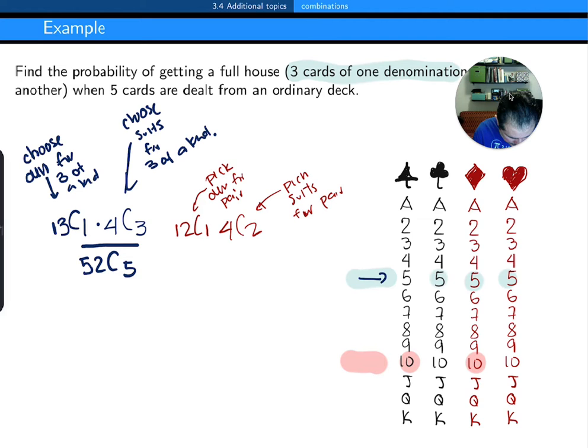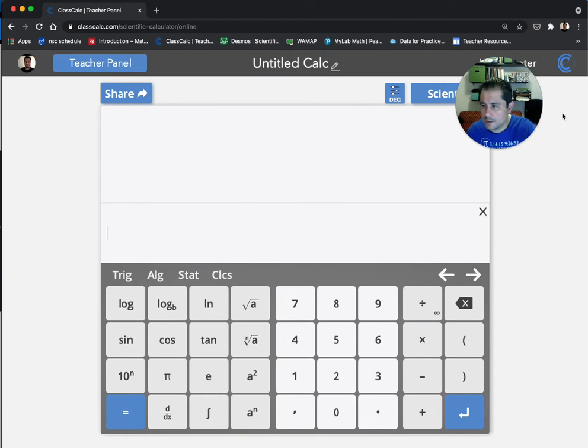This is what you do to find a full house. So 13C1 is 13, 4C3 is 4, 12C1 is 12. Another one that you really need to calculate is 4C2. That's 4 times 3 divided by 2, so it's 6. All those numbers in the numerator are very easy to calculate. I'm saying that because when you go to the calculator, and I'm going to use Class Calc for this, like I've been using, I really don't have to type the whole thing.